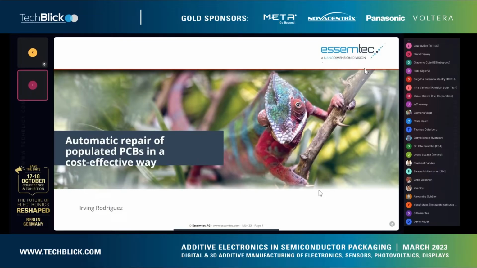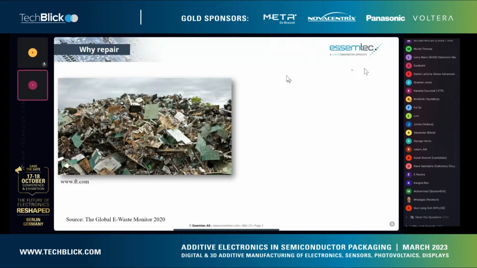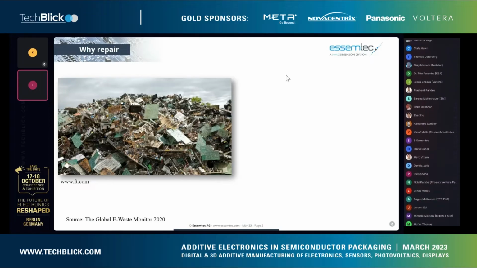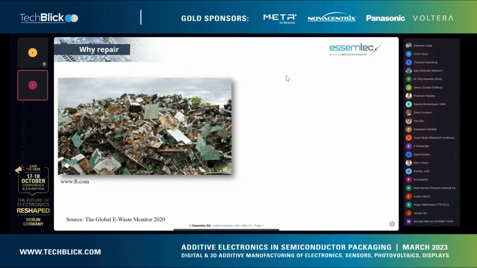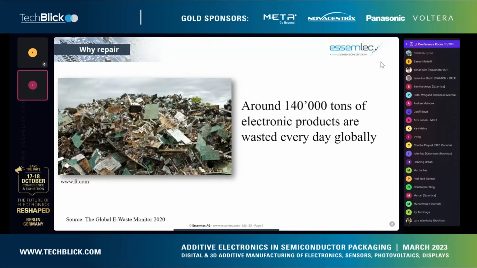So if you can go to the next slides, please. The first reason to repair. In this picture, you see a typical place where all the electronic waste is going. And this is obviously not only happening in Europe, this could happen in America, in Africa, Asia, and we are producing a lot of electronics.